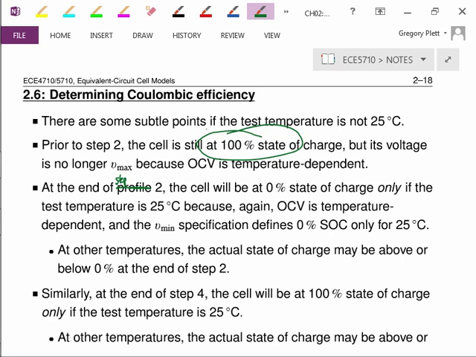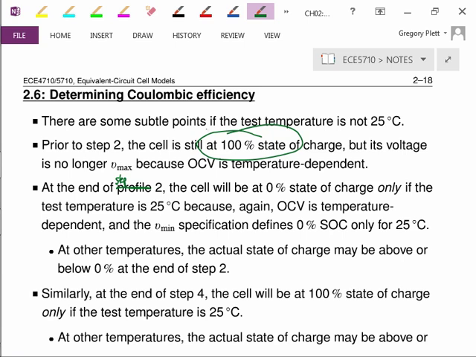Step 2 discharges the cell slowly down to Vmin, and at the end of step 2, the cell will be at 0% state of charge only if the test temperature is 25 degrees Celsius, because again, OCV is temperature dependent, and Vmin is going to specify the 0% SOC point only at 25 degrees. So at other temperatures, the actual state of charge at the end of step 2 may either be above or below 0% SOC of this cell.